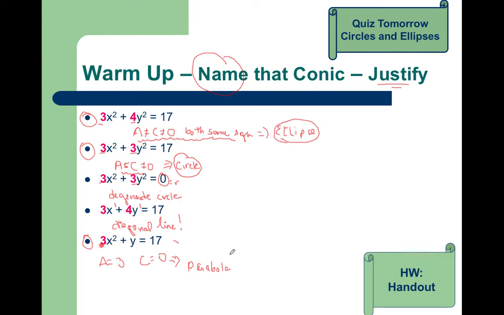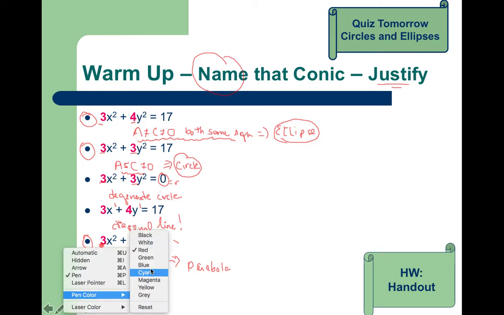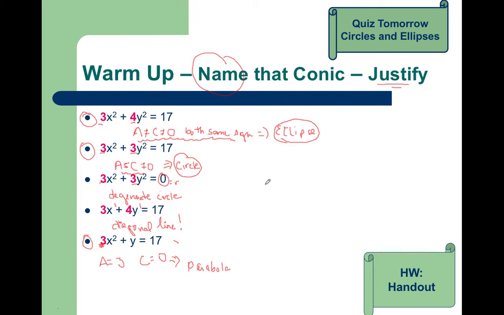Remember, we are again working from the general equation, ax squared, no b term, right, because that's 0.